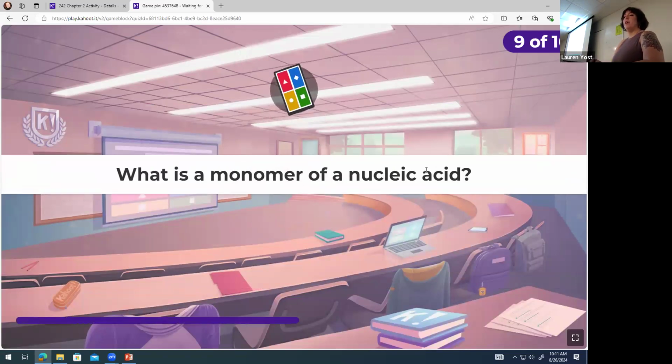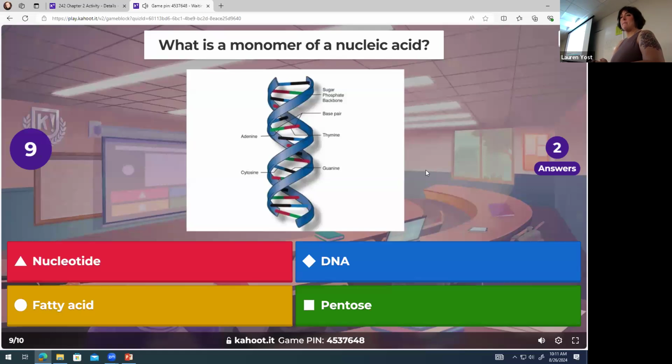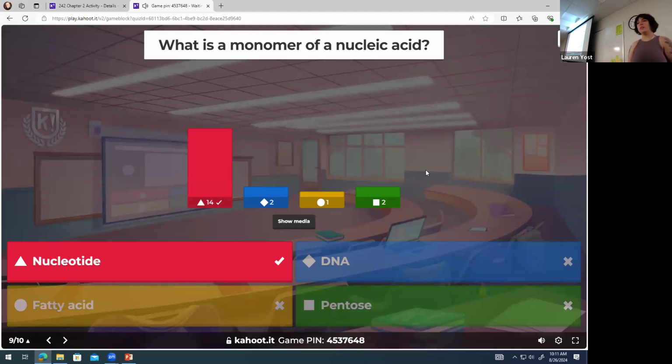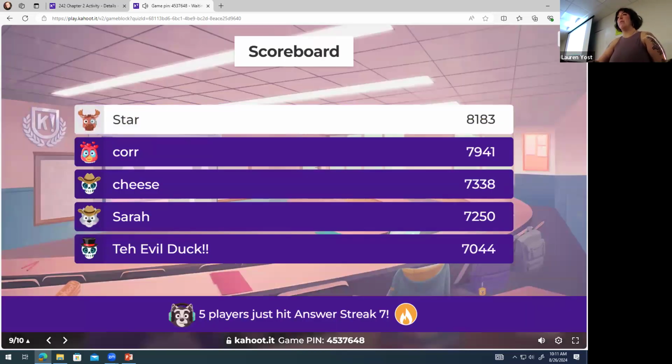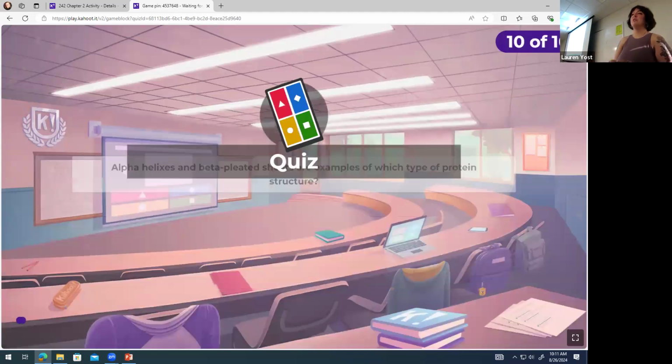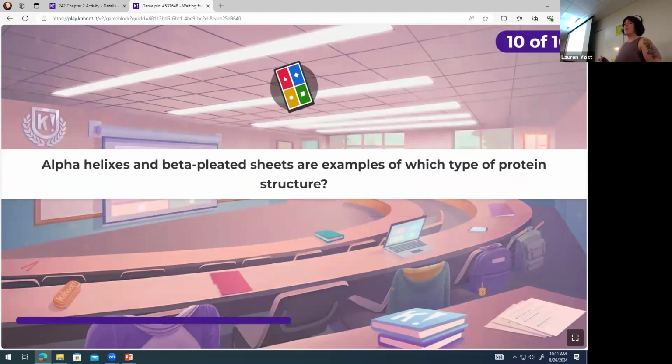All right, what is a monomer of a nucleic acid? Talking about DNA, RNA, what is the thing that makes it up? The pieces. All right, nucleotide is exactly right. So we're talking about the phosphate group with the 5-carbon sugar, could be ribose, could be deoxyribose, with that nitrogenous base. That makes it ATCG. So remember that that's what that is comprised of. I'm going to shove that down your throat more heavily in chapter 6, when we get to genetics.